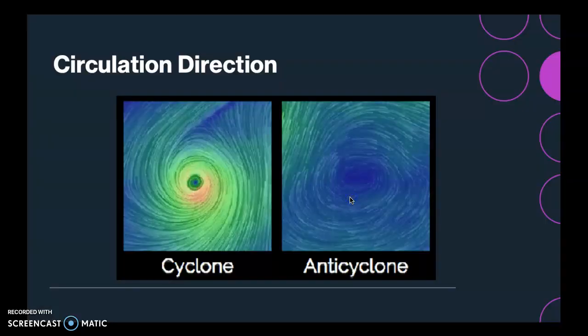Moving on to the circulation direction. In the images below, you can see a cyclone on your left, right here, and on the right is an anticyclone. So cyclones are low pressure gradients. They are where air is converging and moving towards the inward section of the cyclone. It produces extreme weather such as tornadoes and things like that.